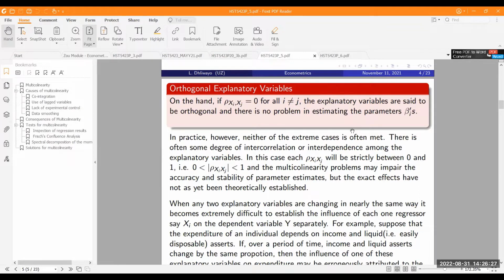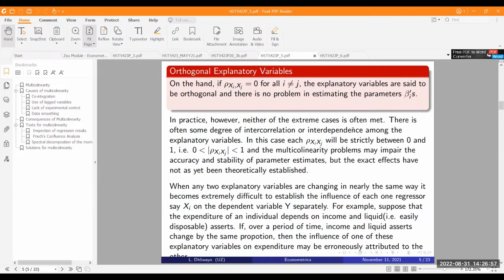When any two explanatory variables are changing in nearly the same way, it becomes extremely difficult to establish the influence of each one regressor, say xi, on the dependent variable y separately. For example, suppose that the expenditure of an individual depends on income and liquidity assets by the same proportion, then the influence of one of these explanatory variables on expenditure may be erroneously attributed to the other.